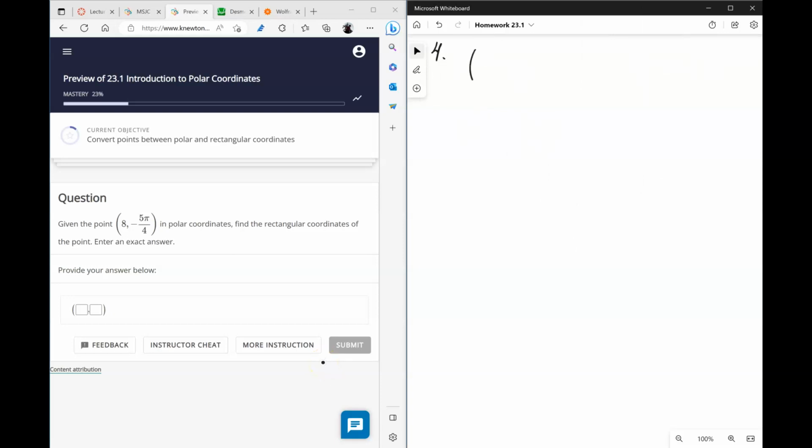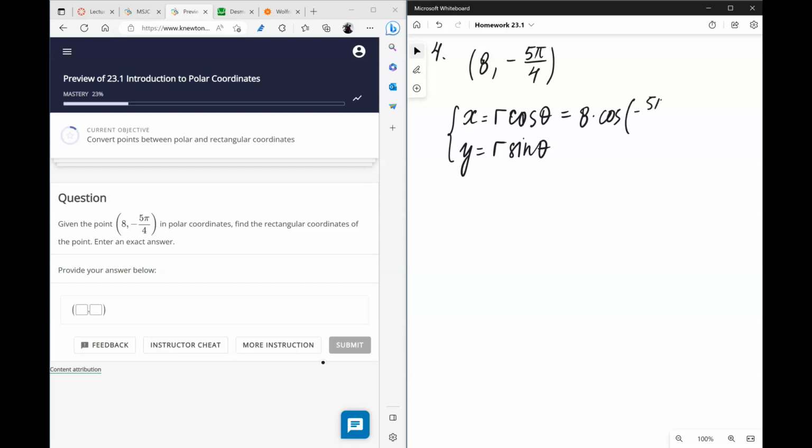Now we have polar coordinates, and we have to produce the rectangular coordinates, and we're going to use this formula. So x is equal to r cosine theta, and y is equal to r sine theta. So r is equal to 8, and theta is negative 5 pi over 4.